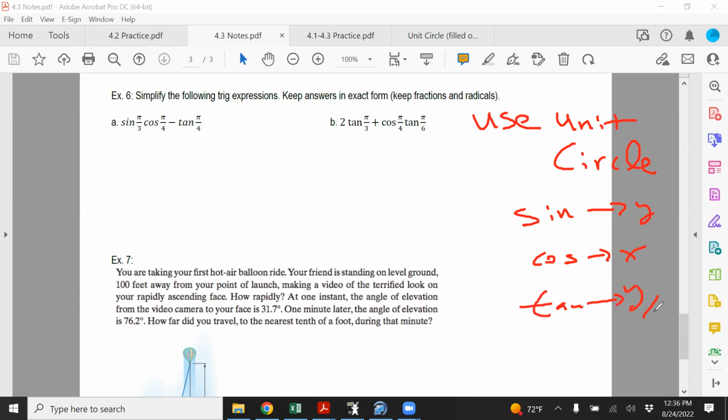We'll have our circles, right? You could use your homework too, and your notes. So sine is y, cosine is x, tangent is y over x. Now, pi over 3. Let's work each of these out. Actually, let me pull up the unit circle. I think I have one right here.